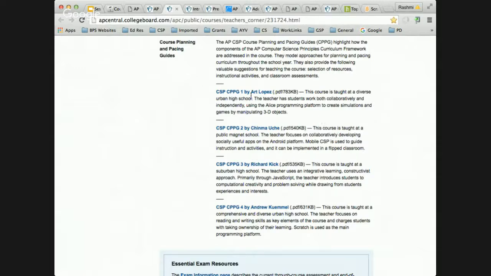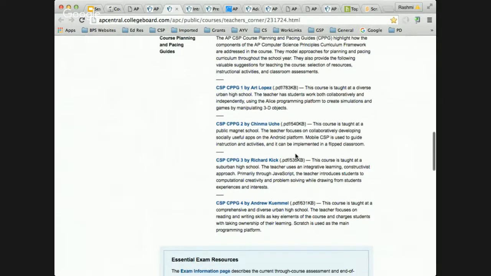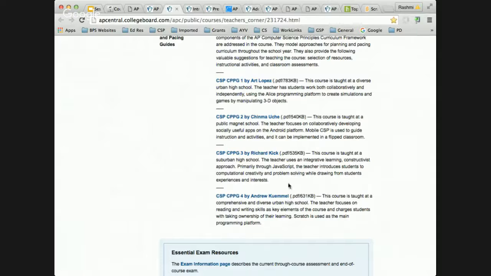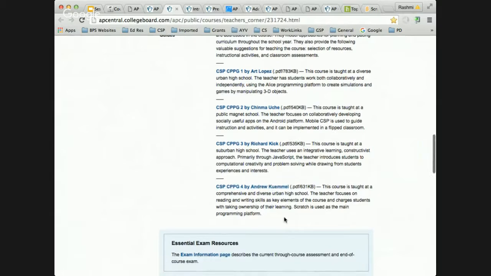If you click on any of these links, you can see the syllabus right there. Richard Kirk teaches it using JavaScript. That's his language of preference, but he also has them building websites, and again, they address all the big ideas and the computational thinking within their curriculum. And Andrew Kumel, he teaches it using Scratch. That's his main programming platform.